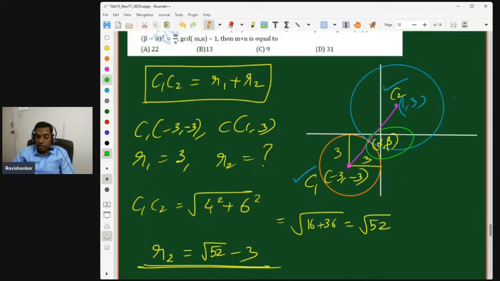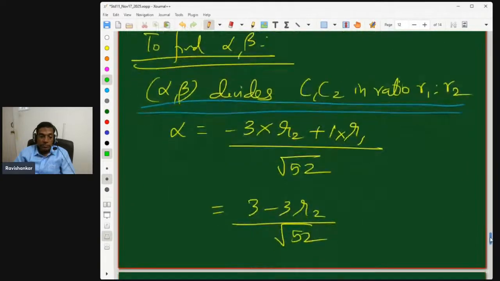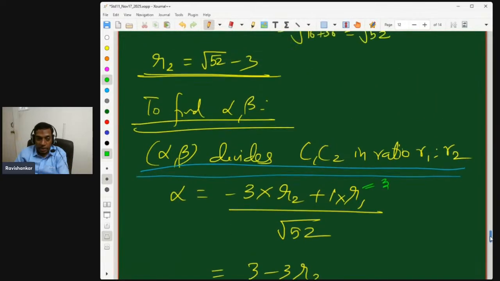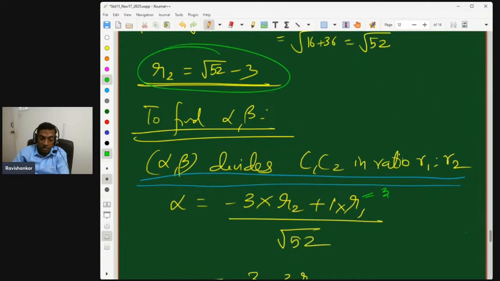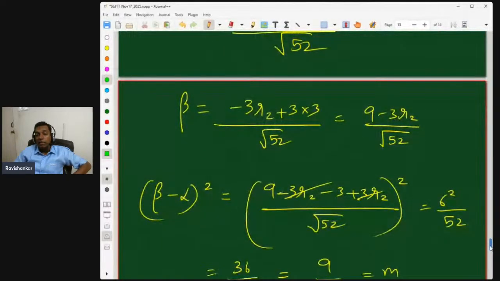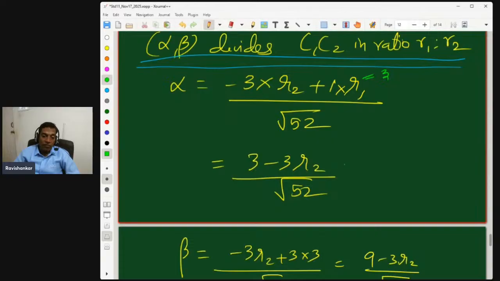So it is 3 into 1 plus R2 into minus 3. R1 is 3. R2 is a little ugly, it's root 52 minus 3. This is what we found. But it turns out that you don't need to substitute this R2 at all, because this minus 3R2 will be there in alpha as well as in beta. So when you do beta minus alpha, it vanishes.